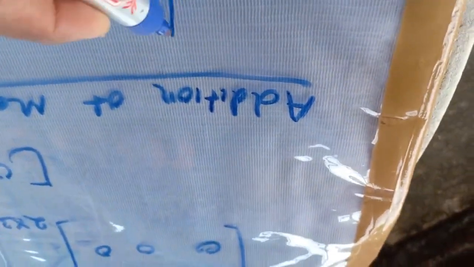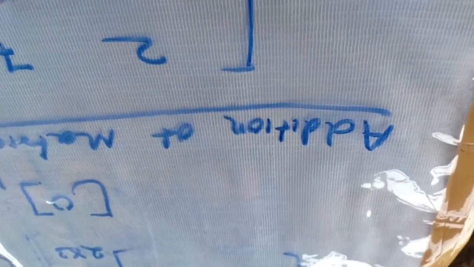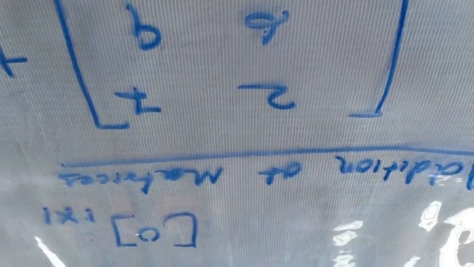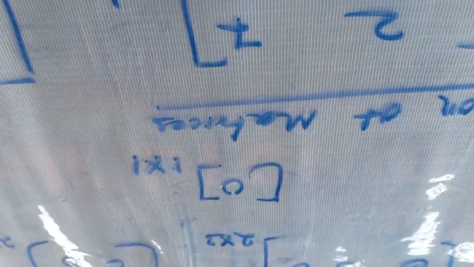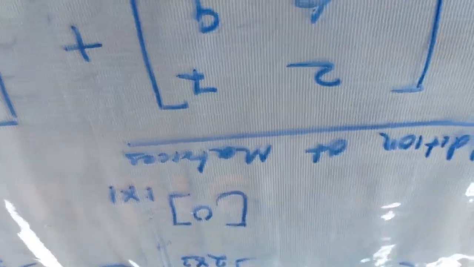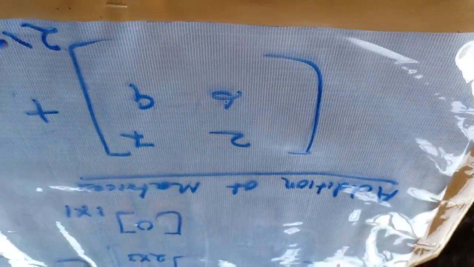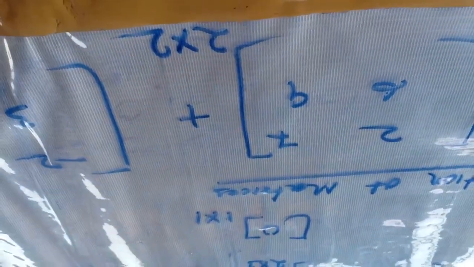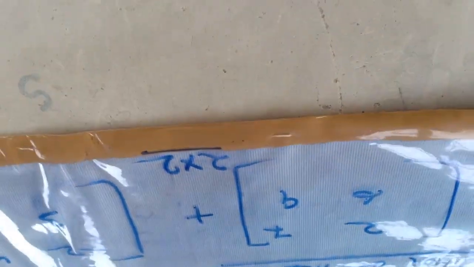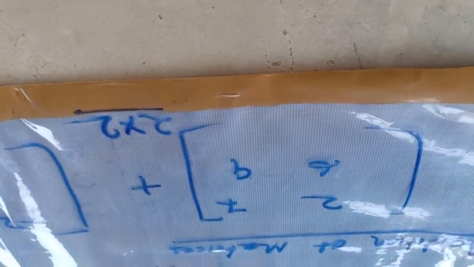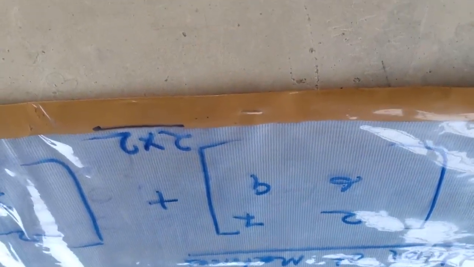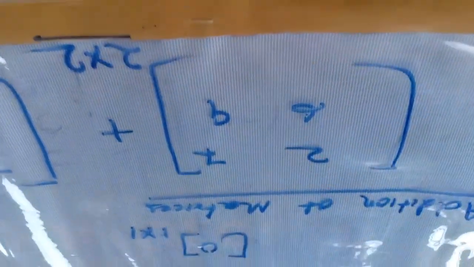Let us take an example: 2, 7, 6, 9 plus another matrix 2, minus 2, 4, 3, 1 by 2. These are the two matrices. Its order is 2 into 2, and the other's order is also 2 into 2. Only if the order is the same can you operate, either addition or subtraction, it doesn't matter, but the matrix order must be the same. I hope I am clear to everybody.